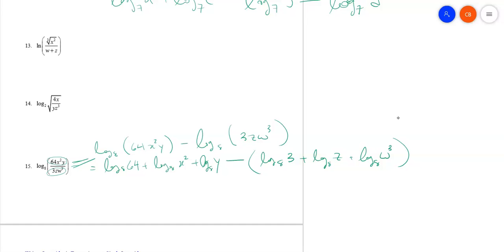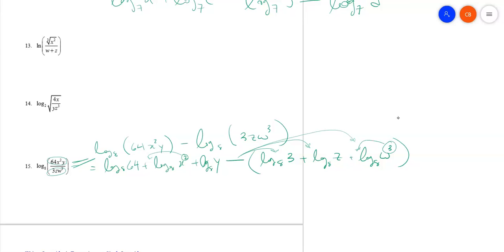But anyways, we will in one step distribute the minus, but then we should also handle these exponents. You notice this 2 on the x, it can go into the front. This second power here can go into the front. Also, we have this 3 right here on the w, it can go into the front of this one.